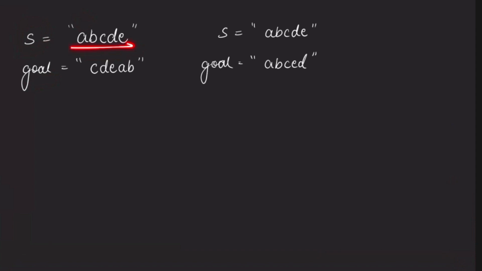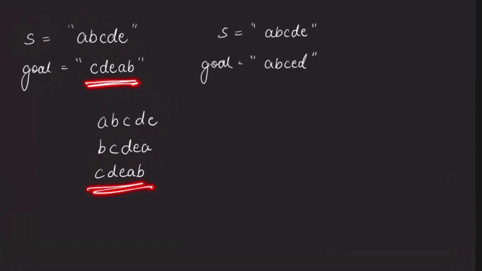So in this case, if you see, our string is A, B, C, D, E and the goal string is C, D, E, A, B. Now these two are not equal, so we will perform a shift. So A will go here. The new string will be B, C, D, E, A. Again, these two are not equal, so we will shift B. Then the string will become C, D, E, A, B.